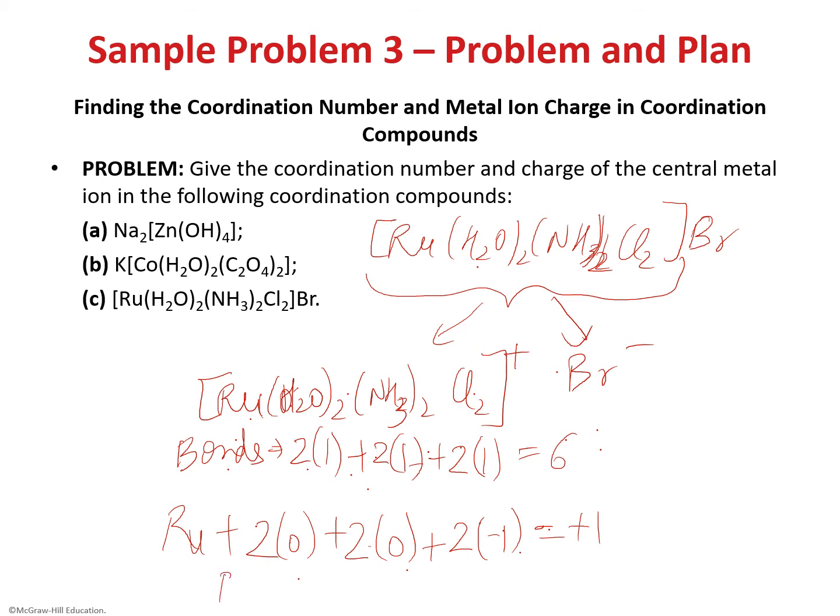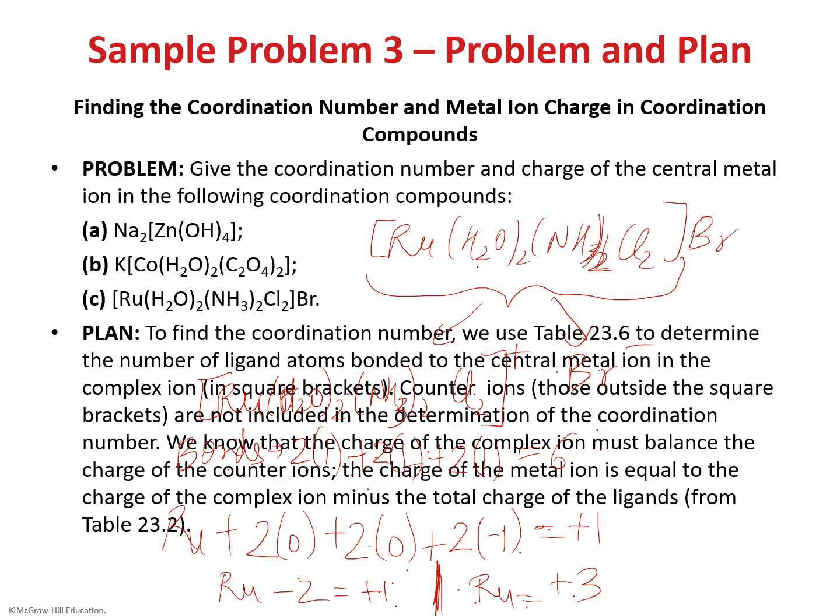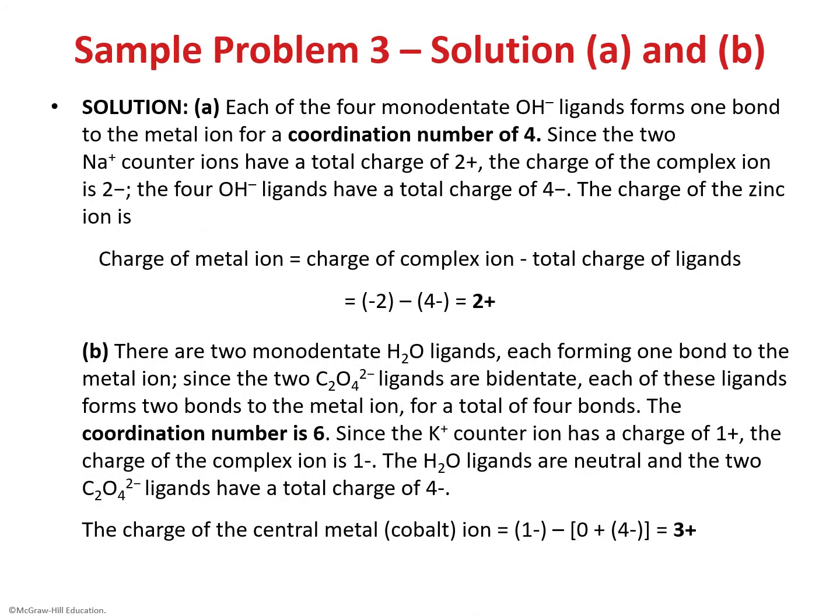So now we are just solving for Ru. Ru -2 equals +1. Now if I rearrange that, I add +2 on both sides, that would give me Ru as +3. So that would be my total charge of the central metal ion. Alright. So that is how you solve questions like this. These are fairly simple questions. You just have to understand the idea behind it, and this should be fairly simple to complete.